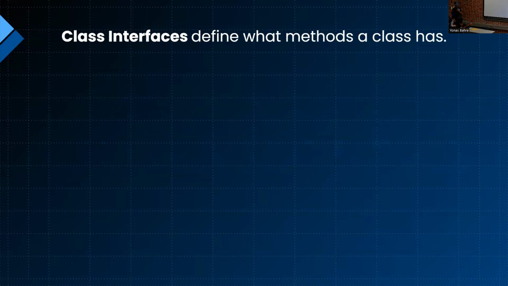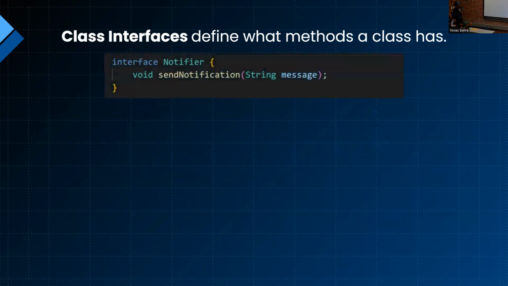Cool. So first, class interfaces. By a show of hands, who here has worked with languages like Java or C# before? Okay, so a lot of you are probably familiar with these already. Remember, interfaces define what our code does. An interface for a class defines what a class does. It defines what methods the class has.